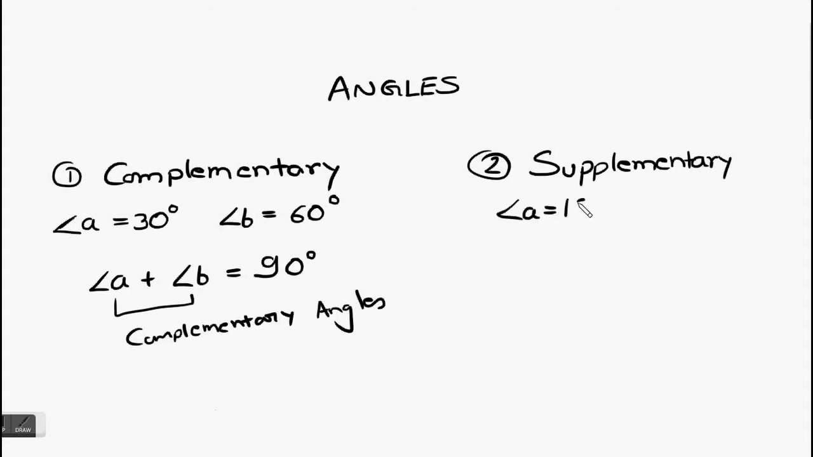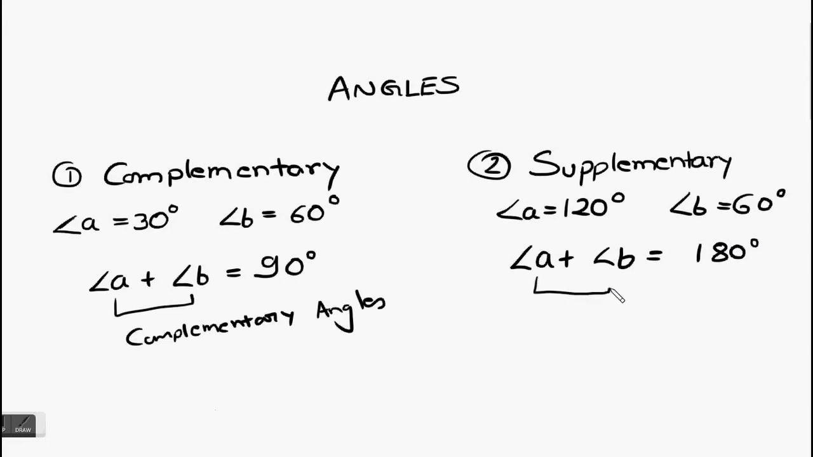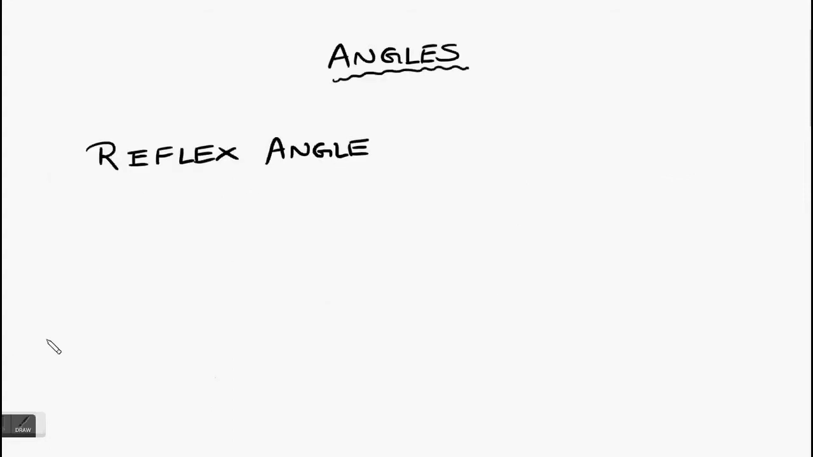Now let's say angle A equals to 120 degree and angle B is equal to 60 degree, and obviously their sum is equal to 180 degree. So in this situation we call angle A and B as supplementary angles. I hope you will remember this. It's a simple thing. When the angles add up to 90, we call them complementary angles, and when the angles add up to 180, we call them supplementary angles.